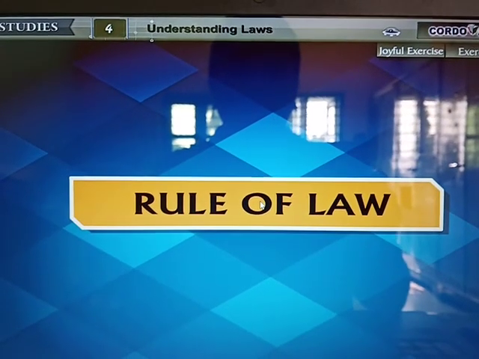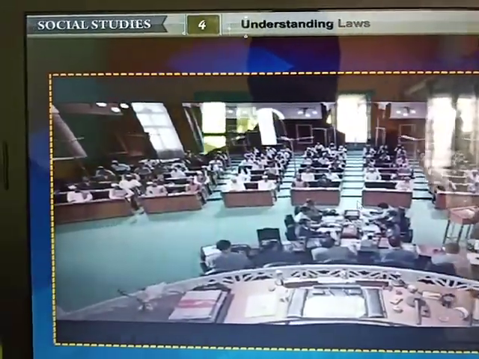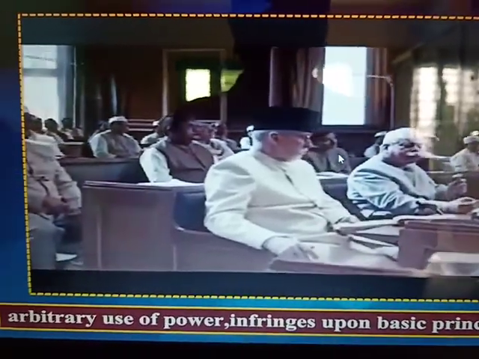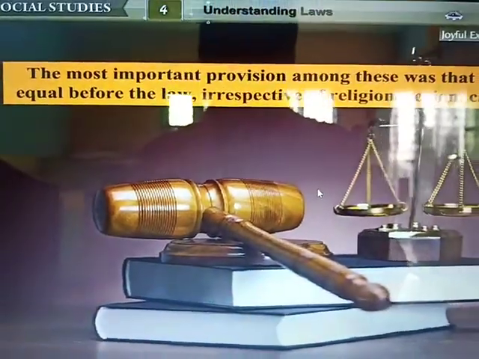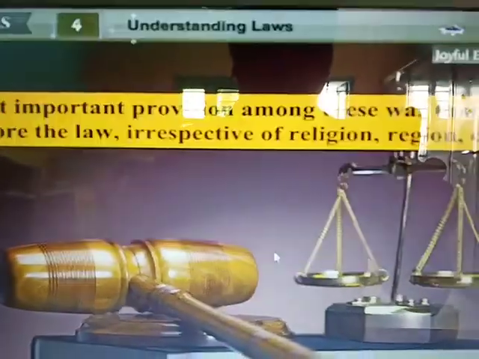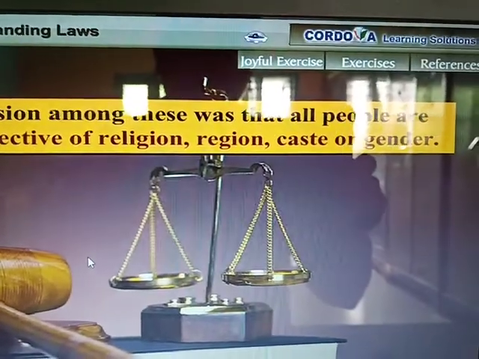Rule of law. At the time of framing of the Constitution, members of the Constituent Assembly stated explicitly that in independent India, there would be no possibility for arbitrary use of authority, as arbitrary use of power infringes upon basic principles of democracy. To ensure rule of law, the framers made quite a few provisions in the Constitution. The most important provision among these was that all people are equal before the law, irrespective of religion, region, caste or gender.